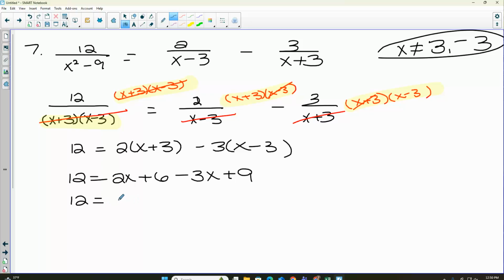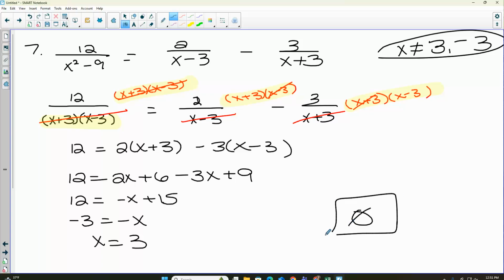So you get negative x plus 15. If I subtract my 15, divide by a negative, I get x to equal 3. But what's wrong with that? It can't be 3 because that makes the bottom of my fraction 0. So this one is a no solution.